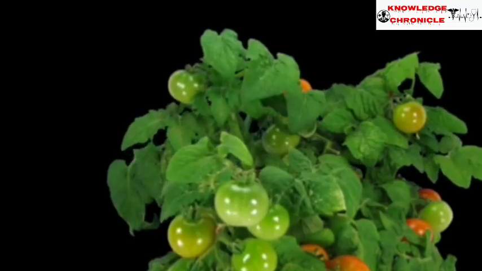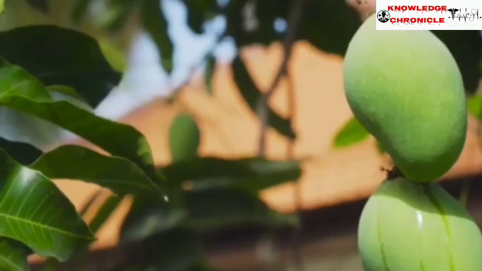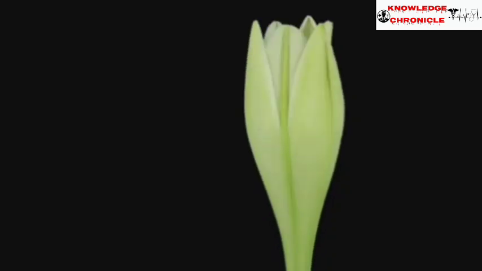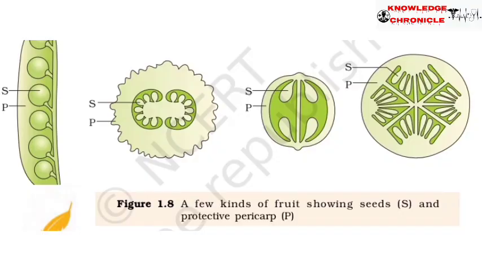In flowering plants, after fertilization, the zygote becomes the embryo, the ovule becomes the seed, and the ovary becomes the fruit. A classic example is the mango. The fruit we eat is developed from the ovary, and the seed inside comes from the ovule.